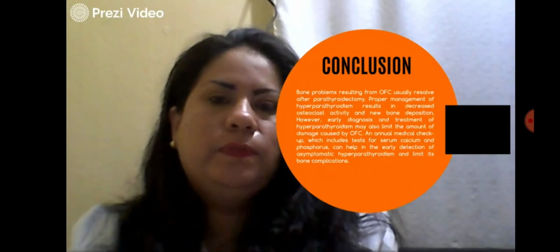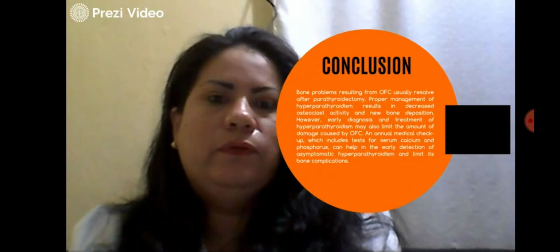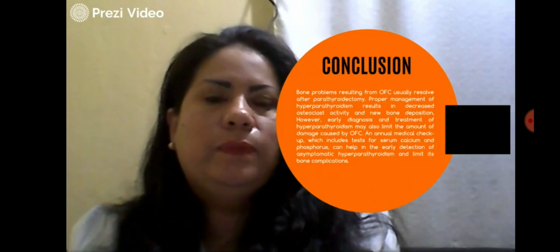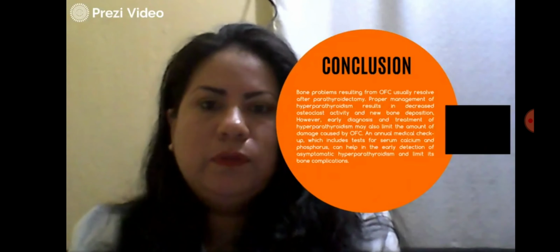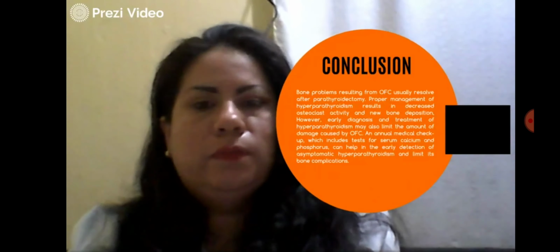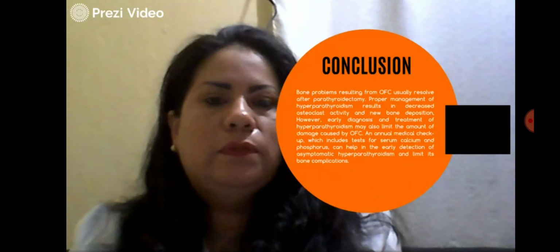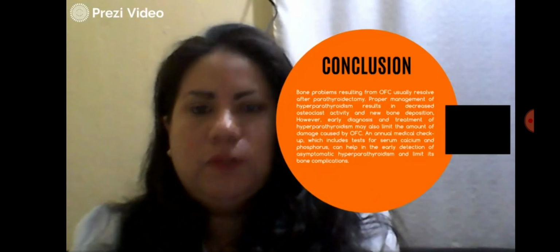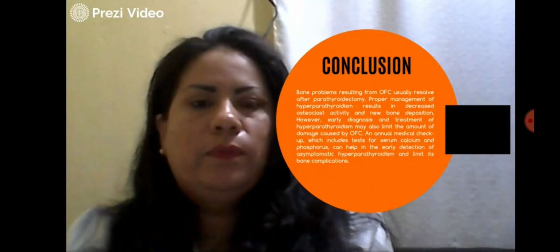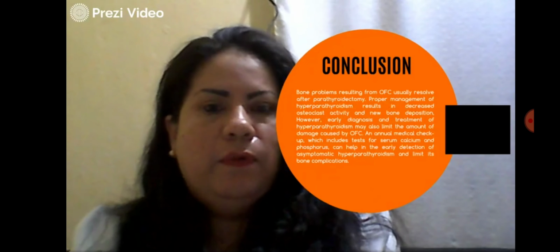Conclusion: bone problems resulting from OFC usually resolve after parathyroidectomy. Proper management of hyperparathyroidism results in decreased osteoclast activity and new bone deposition. However, early diagnosis and treatment of hyperparathyroidism may also limit the amount of damage caused by OFC. An annual medical checkup, which includes tests for serum calcium and phosphorus, can help in the early detection of asymptomatic hyperparathyroidism and limit its long-term complications.